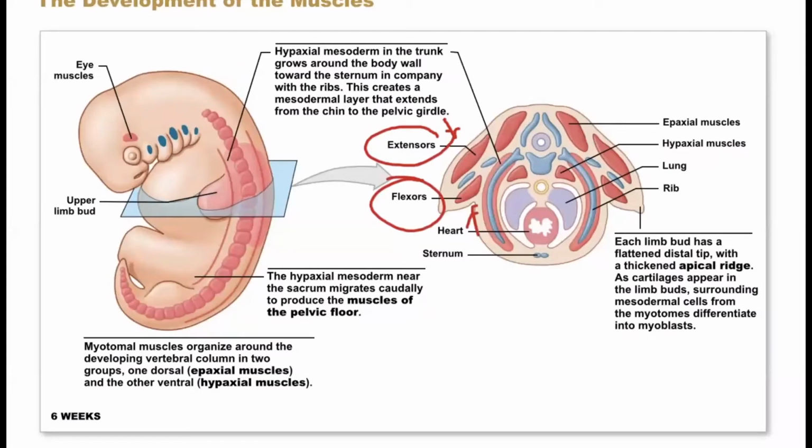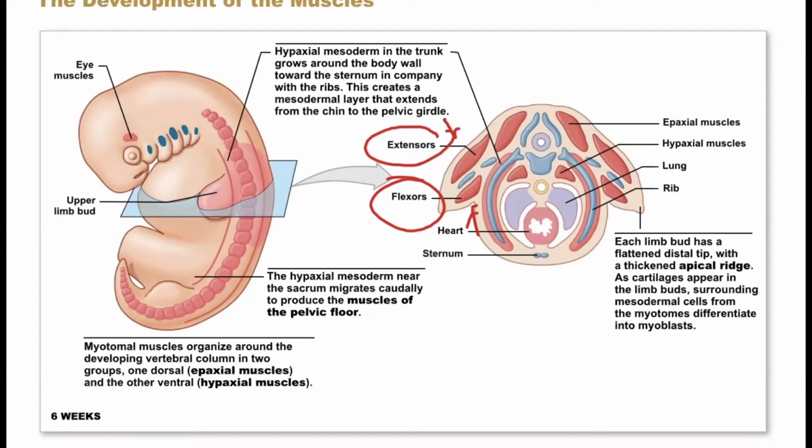Remember, extensor muscles create a greater angle between the two bones as they contract. Okay. Flexor muscles decrease the angle between the two bones. So you take your arm and you bring your arm toward your shoulder, that decreases the angle of the elbow. Those are flexor muscles. As you pull your arm away from your shoulder, those are extensor muscles. They increase the angle of the joint at the elbow.